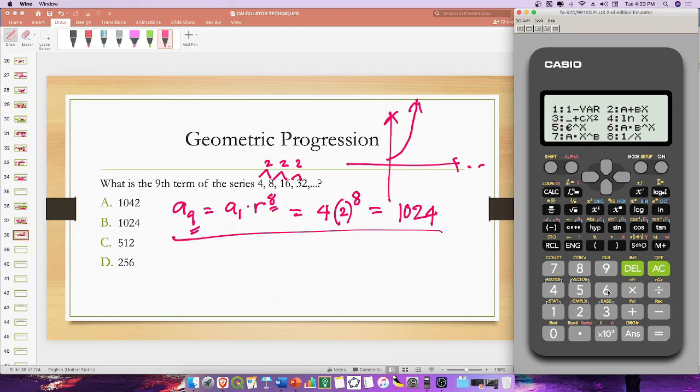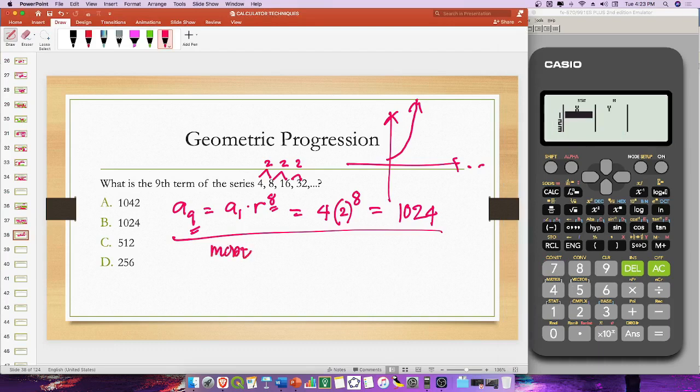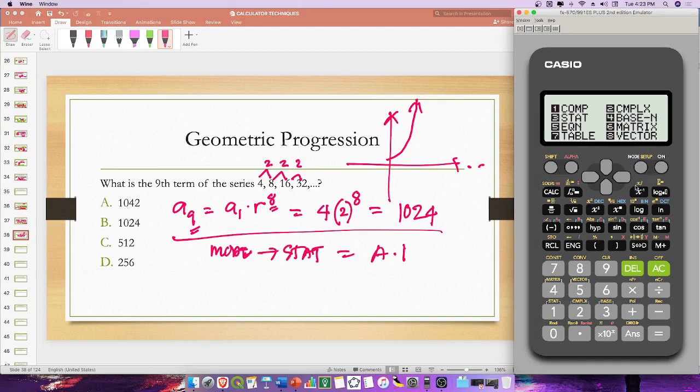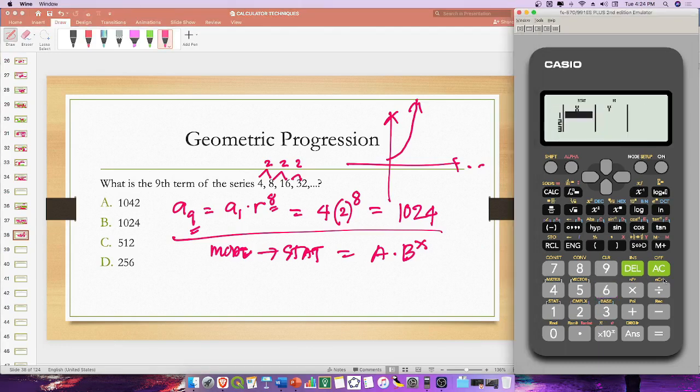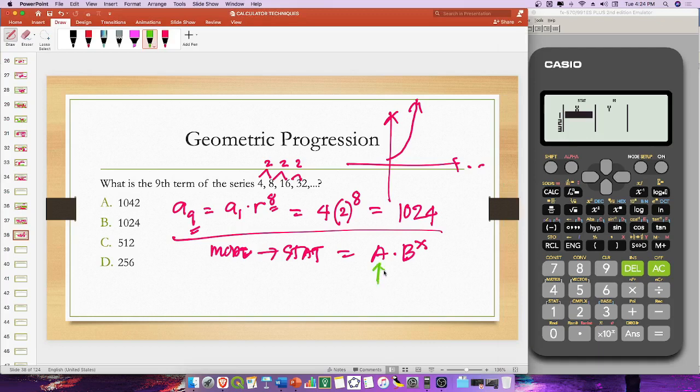Start. This time we will be using exponential regression. For exponential regression, you can use a times x raised to b. Go to mode, then stat, and look for a times b raised to x. You have to choose 6, not 7, 6. That is the exponential regression. So take note of the variables here, a and b. A here is your first term, we will be using that later on. And b here is your common ratio. Take note of the first term and your common ratio.